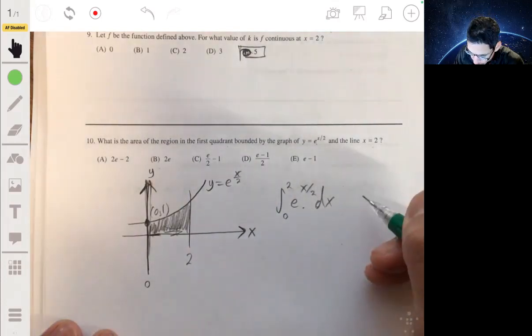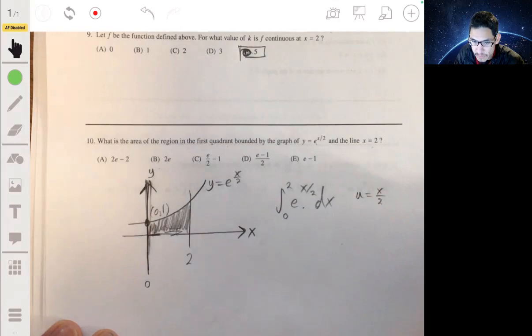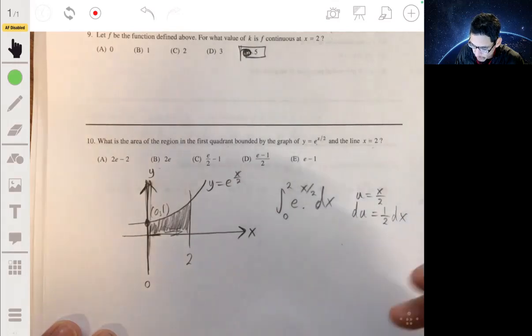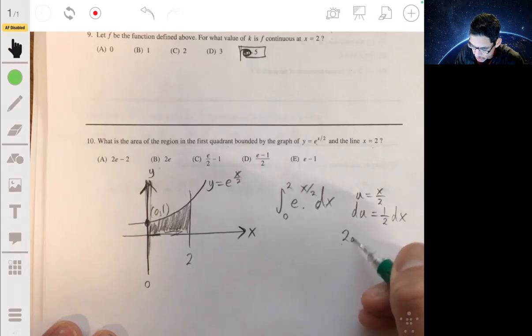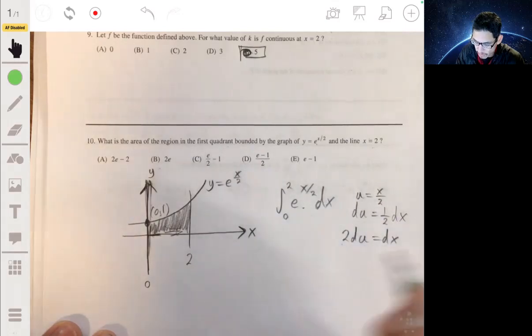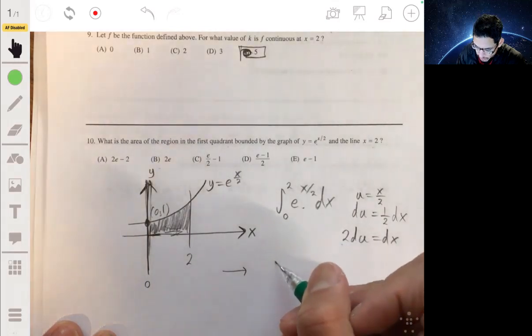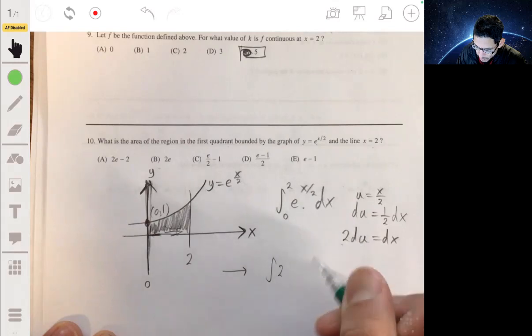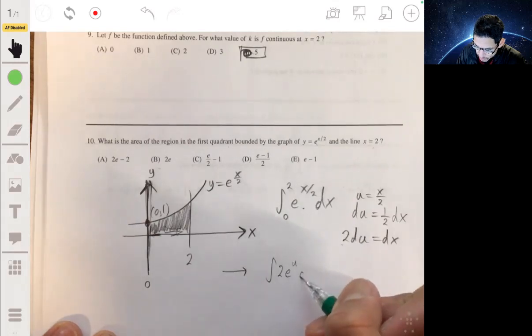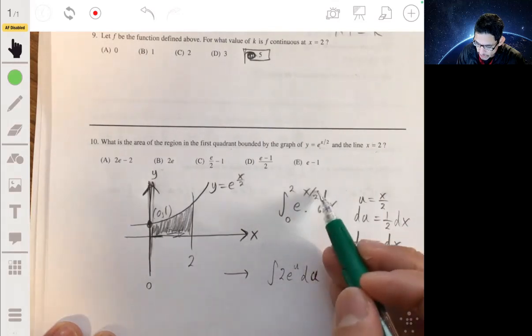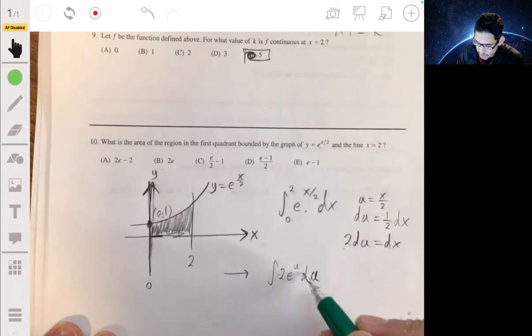We'll make u equal to x over 2. That means du will be 1/2 dx. We don't have 1/2 dx in our problem. We just have dx, so we're going to have 2 du equals dx. And so then our integral becomes the integral of 2 e to the u du. Remember, u is x over 2, and 2 du is dx.